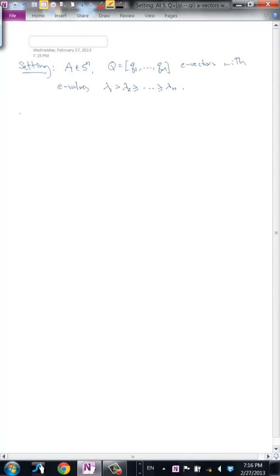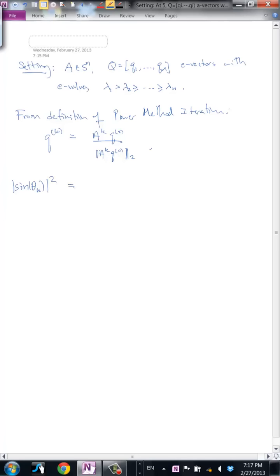So from the definition of the iteration of the power method, at the kth iteration we're looking at A to the k times q of 0, normalized. Going towards the first part of what the theorem promises us, what is sine theta k squared? Well, by definition of sine, this is equal to 1 minus the inner product of q1 and q of k, squared.